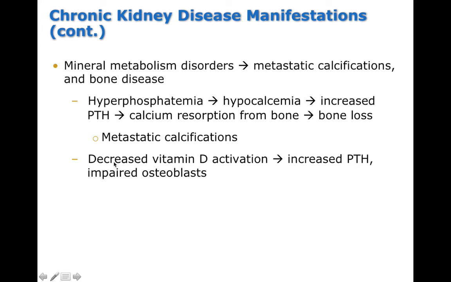Now, because the kidneys also can't activate vitamin D if they're failing, you're actually going to see parathyroid hormone take over for this hypocalcemia, and that's also going to ultimately increase the breakdown of bone and inhibition of osteoblasts. So you're also going to prevent bone from reforming.